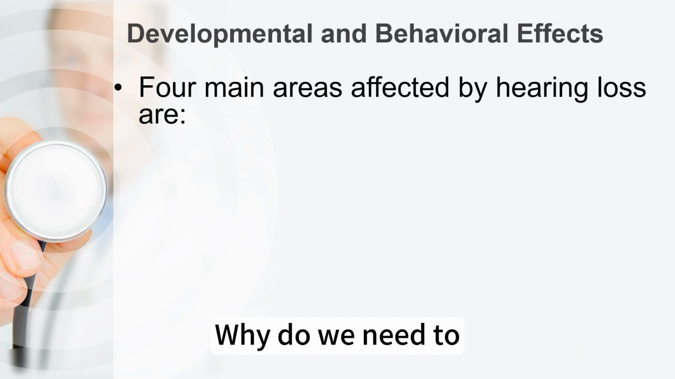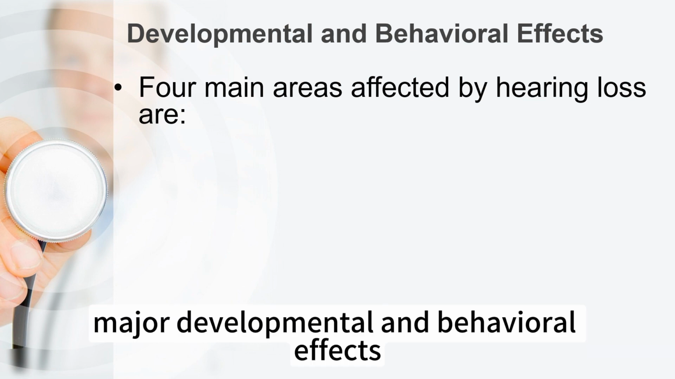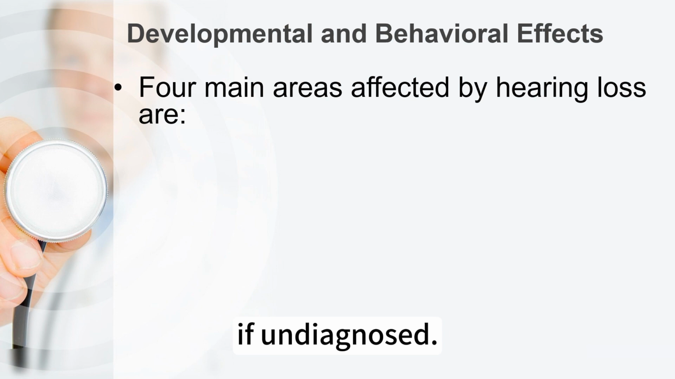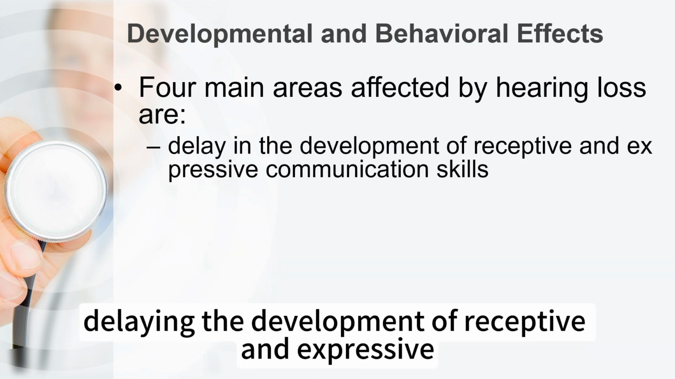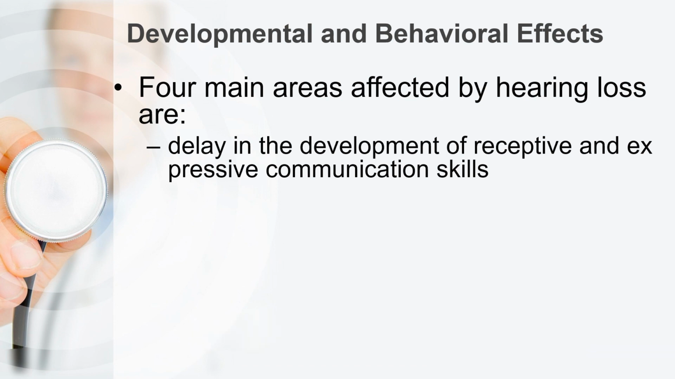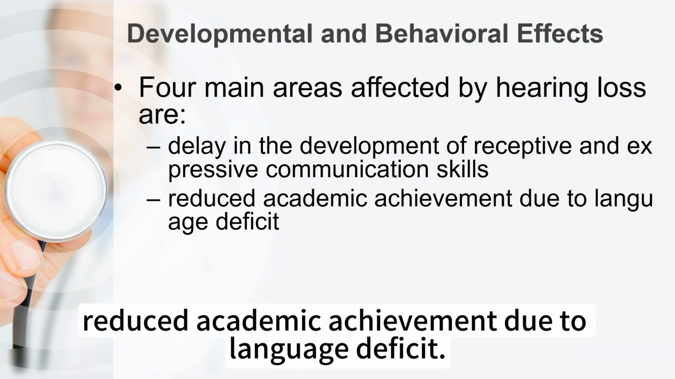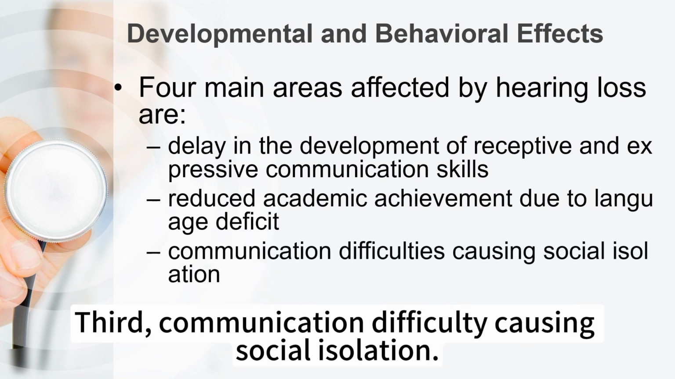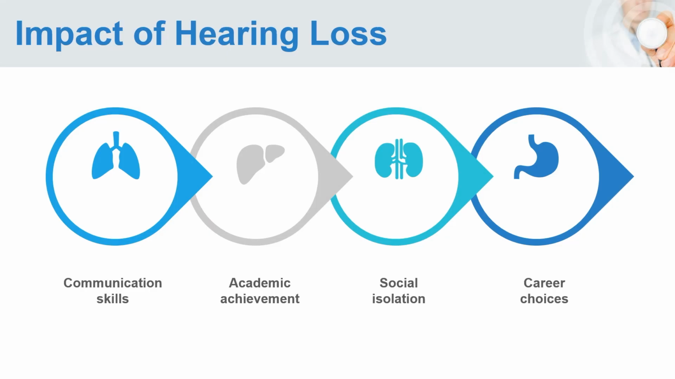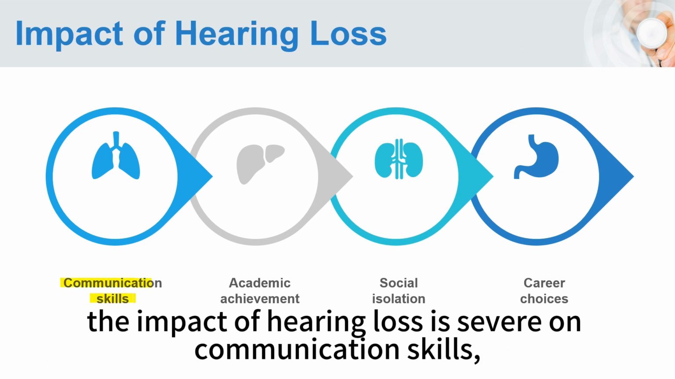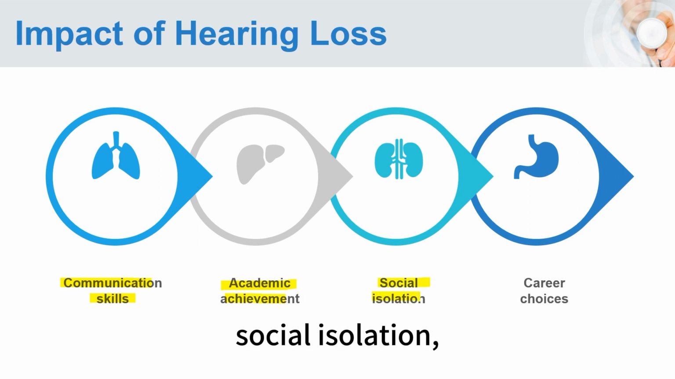So why do we need to have a standardized screening for newborns in regard to hearing loss? This is because there are major developmental and behavior effects of hearing loss if undiagnosed. Four main areas affected by hearing loss are: number one, delaying the development of receptive and expressive communication skills. Secondly, reduced academic achievement due to language deficit. Third, communication difficulty causing social isolation. The fourth one is impact on career choices. So we can see that the impact of hearing loss is severe on communication skills, academic achievements, social isolation, and career choices.